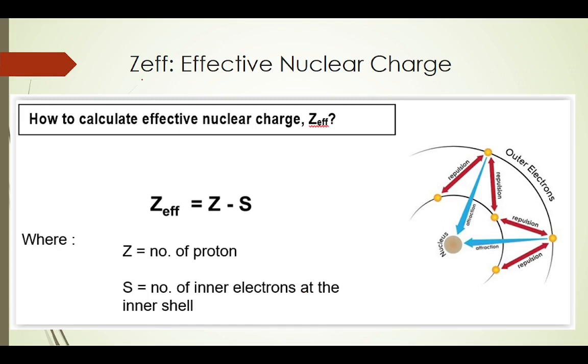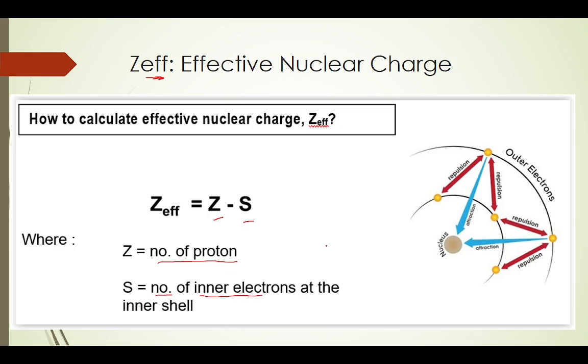Next one is ZEF, or effective nuclear charge. Z refers to nuclear charge, and EFF refers to effective. What is effective nuclear charge? There is a formula for you to calculate it: Z minus S. Z is the number of protons, and S refers to the number of inner electrons.